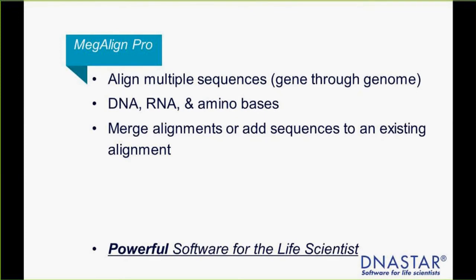So Megaline Pro, this application is primarily designed for creating alignments. It can do multiple sequence alignments. It's capable of handling genes and all the way up through the genome level. It can handle RNA, DNA, amino acid bases. And the alignments can be built upon. You can either merge, combine different alignments into one alignment, or you can have an alignment and continue to add sequences over time, making an ongoing project.